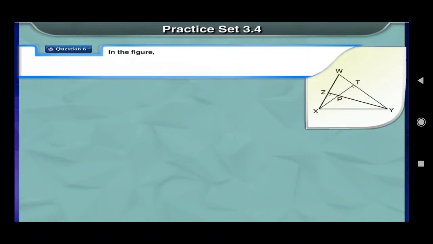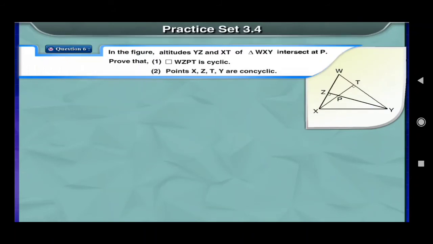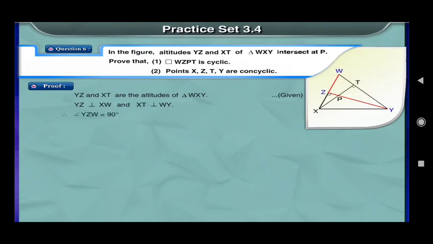6. In the figure, altitudes YZ and XT of triangle WXY intersect at point P. Prove that 1. Quadrilateral WZPT is cyclic. 2. Points X, Z, T, Y are concyclic. The proof. It is given that YZ and XT are the altitudes of triangle WXY. That is, YZ is perpendicular to XW and XT is perpendicular to WY. Therefore, angle YZW is equal to 90 degrees and angle XTW is equal to 90 degrees.